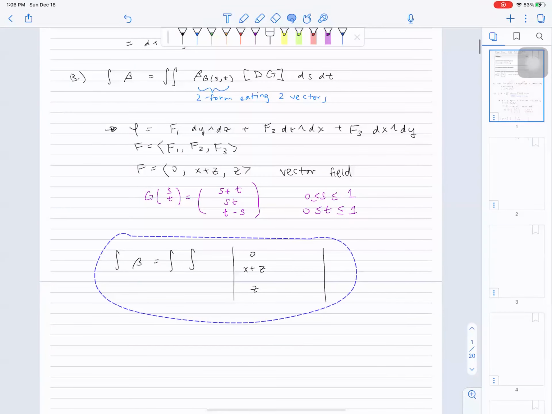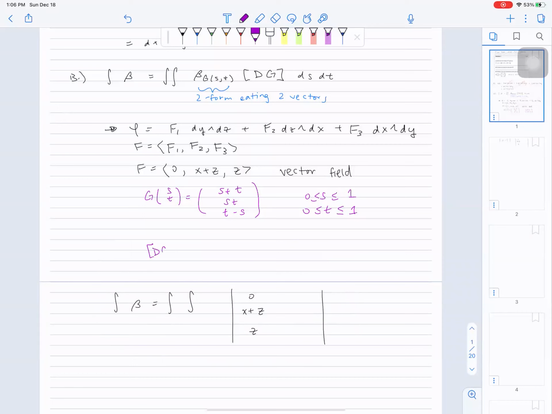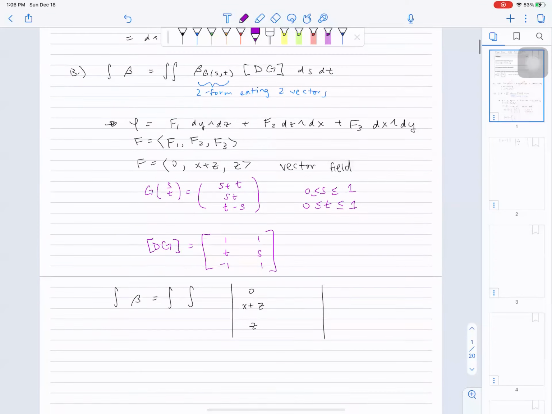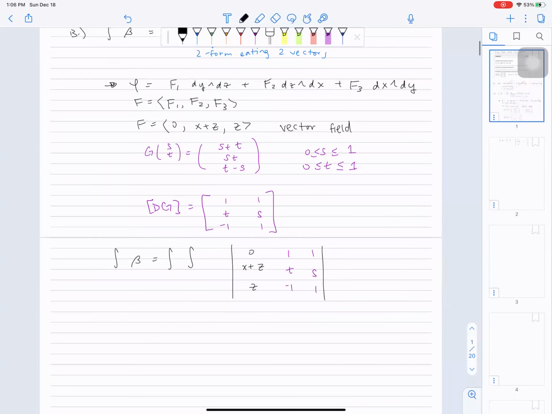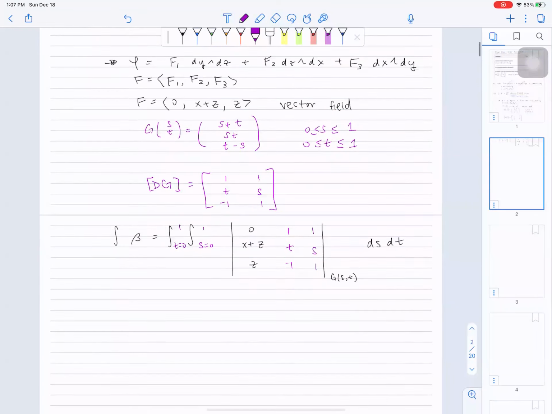And I need to write what is my derivative. So I should have calculated that first. The derivative with respect to s gives me 1, t, negative 1. Partial with respect to t gives me 1, s, and 1. So I write those in my other columns. Okay, and I should be evaluating this at my parameterization. So I'll just write this for now. ds dt. What are our bounds? They gave them to us. S goes from 0 to 1, t goes from 0 to 1.